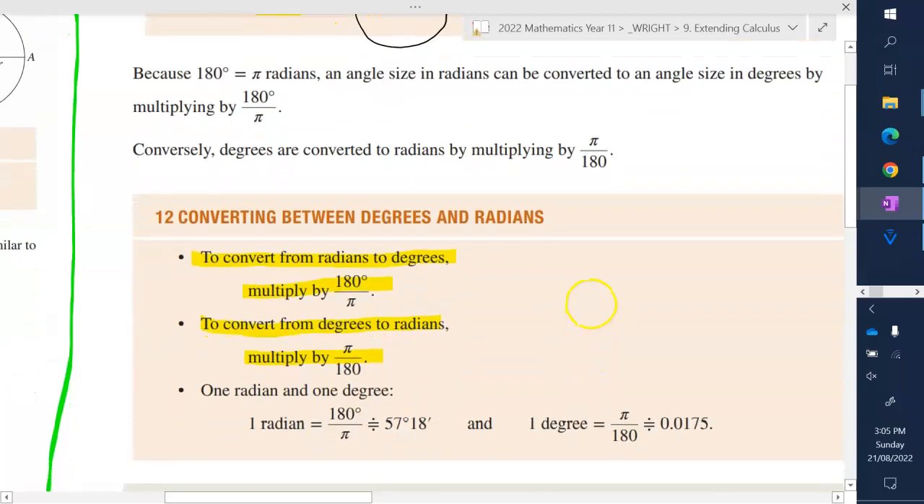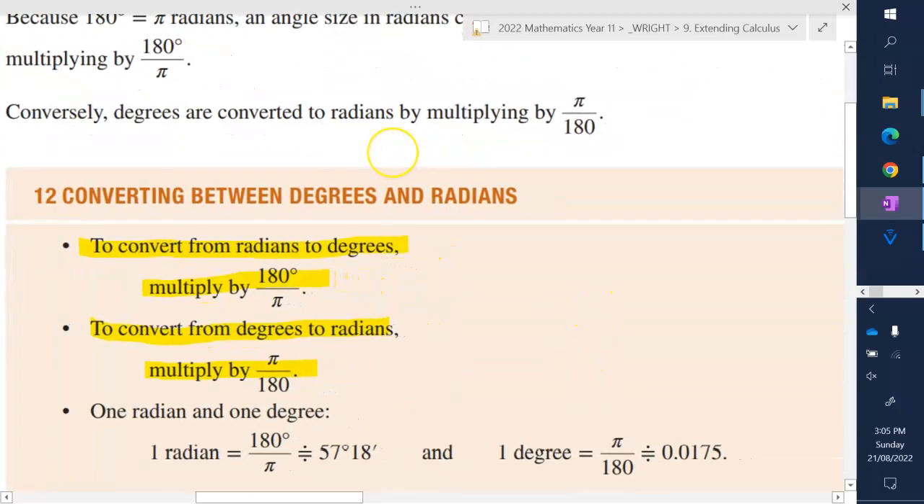What we are then going to need to do is to know how to easily convert between degrees and radians. So to convert from radians to degrees, I multiply by 180 degrees over pi. To convert from degrees to radians, I multiply by pi over 180 degrees. So the thing that I'm wanting to convert to, basically the top line. So if I'm in degrees, if I want to convert to degrees, the degrees is on the top. If I want to convert to radians, then my radian or my pi is on the top.